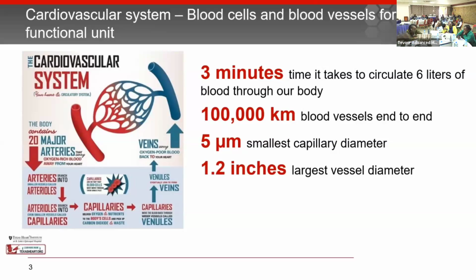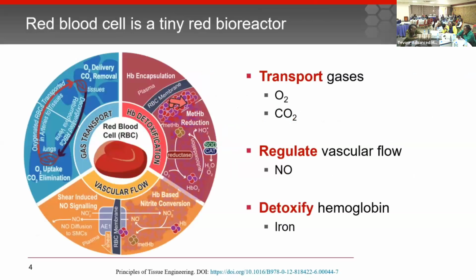So like I said in the first slide, blood has very many important roles. One of them is transportation of gases. Two is regulation of vascular flow. And then detoxifying of hemoglobin, where we have the red blood cells being broken down and then forming the ions in the body. But most of the work that I'll focus on is the transportation of gases.